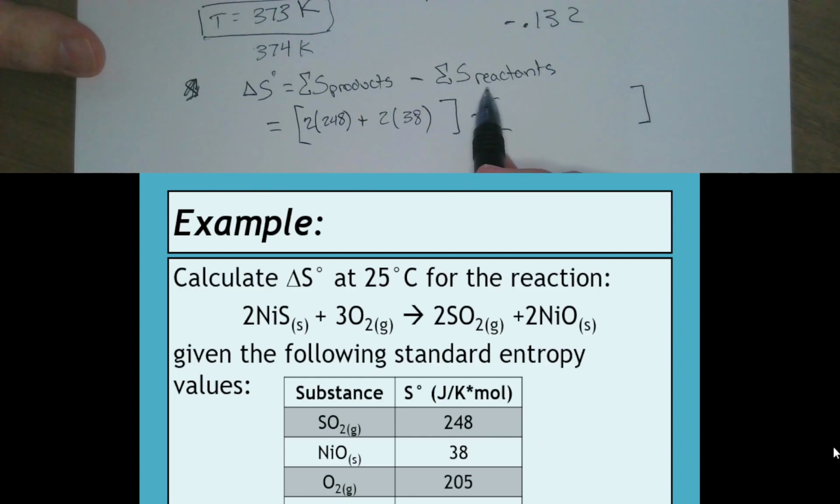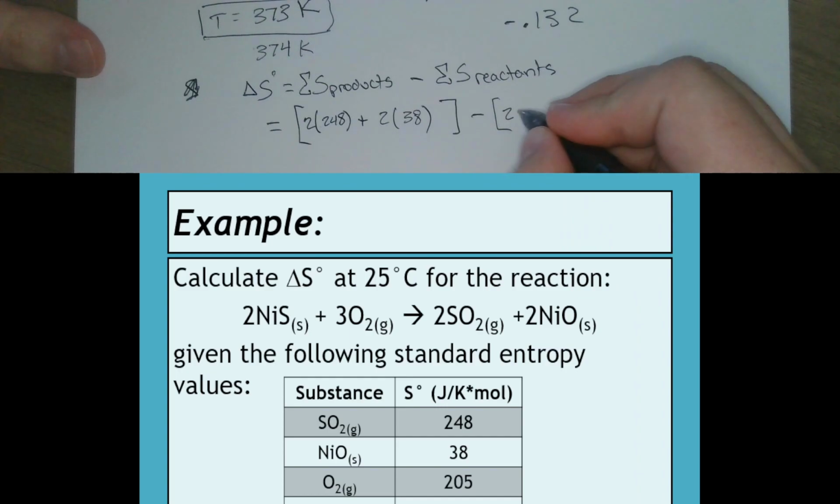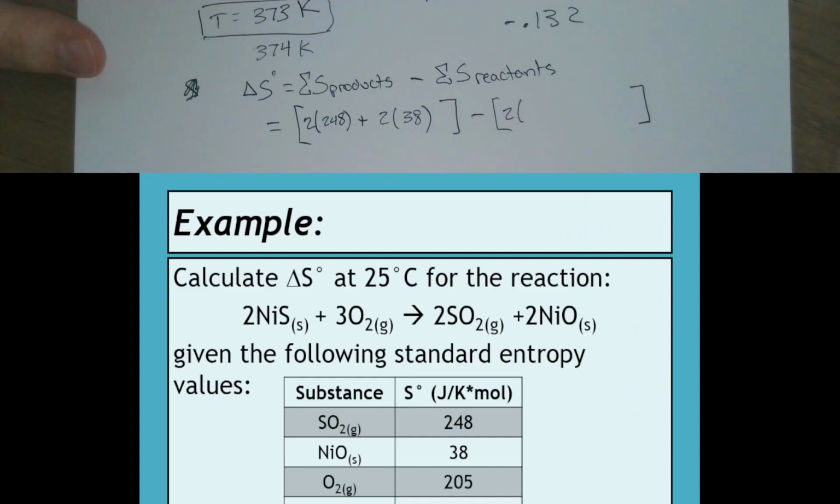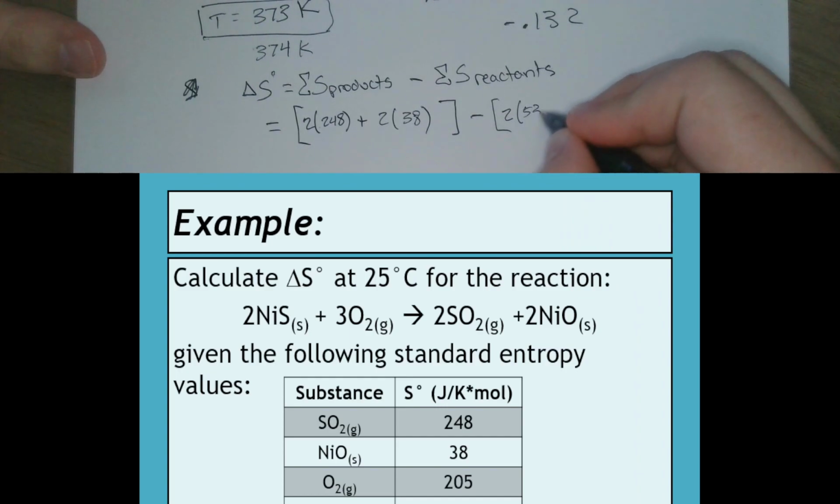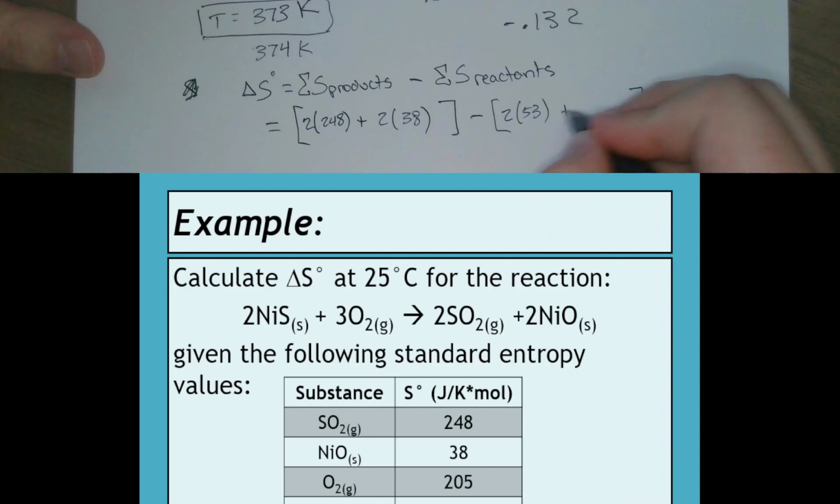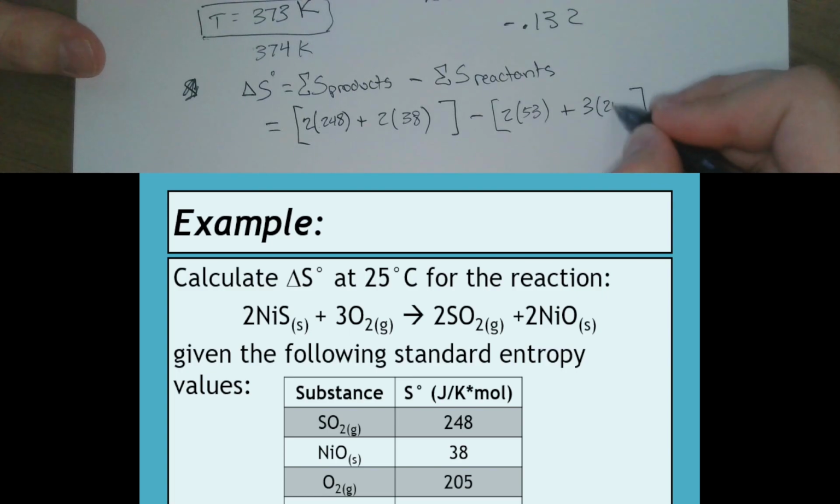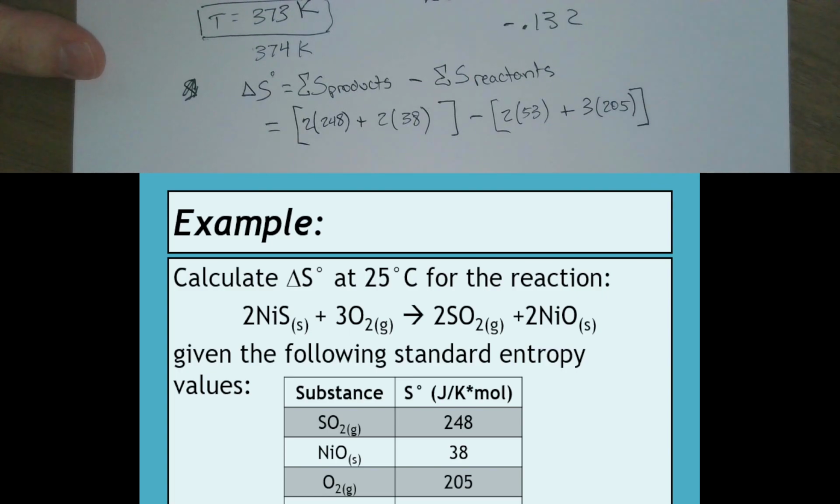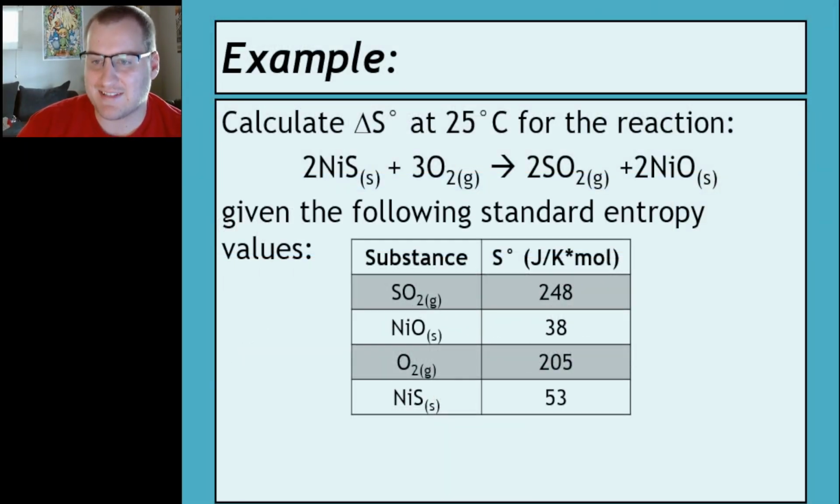Okay, now my reactants. First I have my 2 NiS, which got cut off this chart, but the number is just 53, so I'm going to write that there. Plus 3 times oxygen is 205. Now, if you look at the table here, you'll notice that the gases have a much higher entropy number, which makes sense based on what we've been saying. The solids are much lower than the gases.